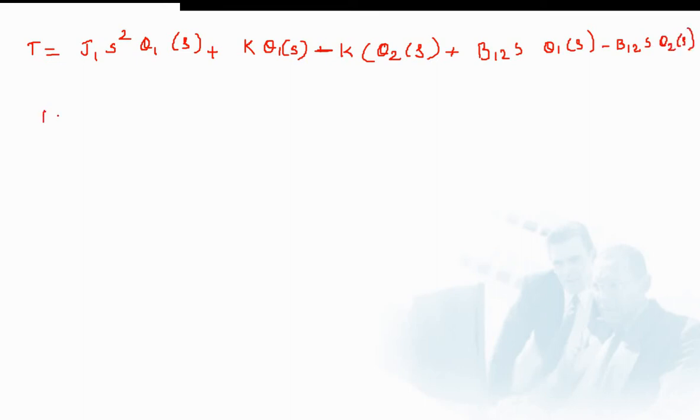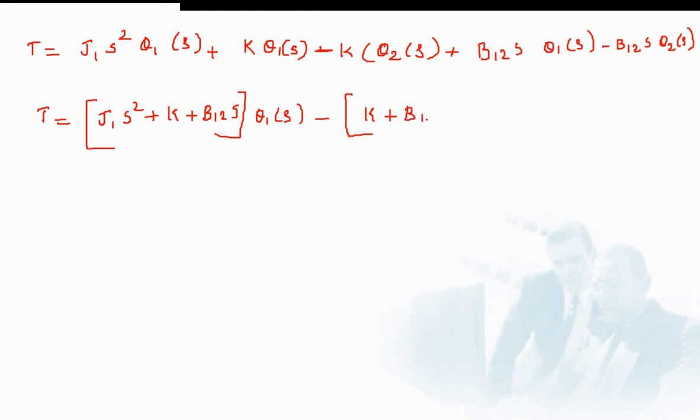If we rewrite the equation, taking theta 1 of S and theta 2 of S common, we can write T is equal to J1 S square plus K plus B12 S, into theta 1 of S, minus K plus B12 S, into theta 2 of S. This is your equation number 1.